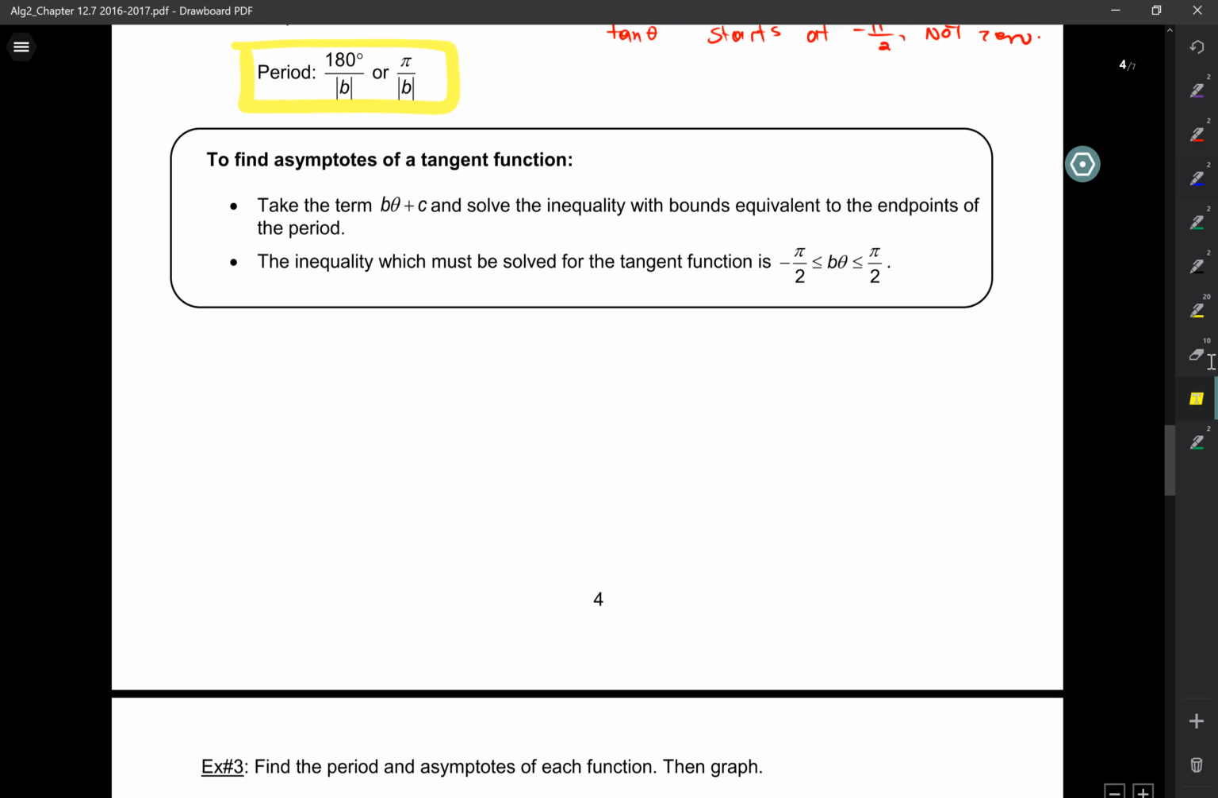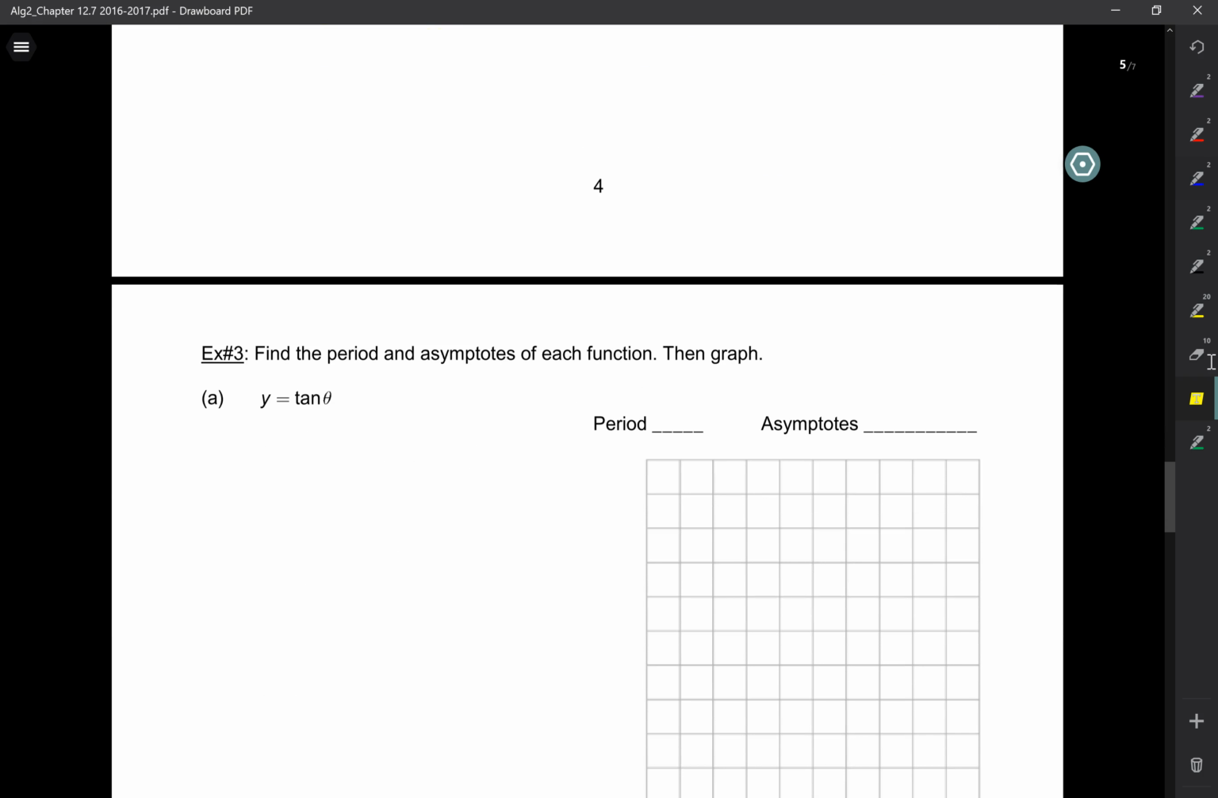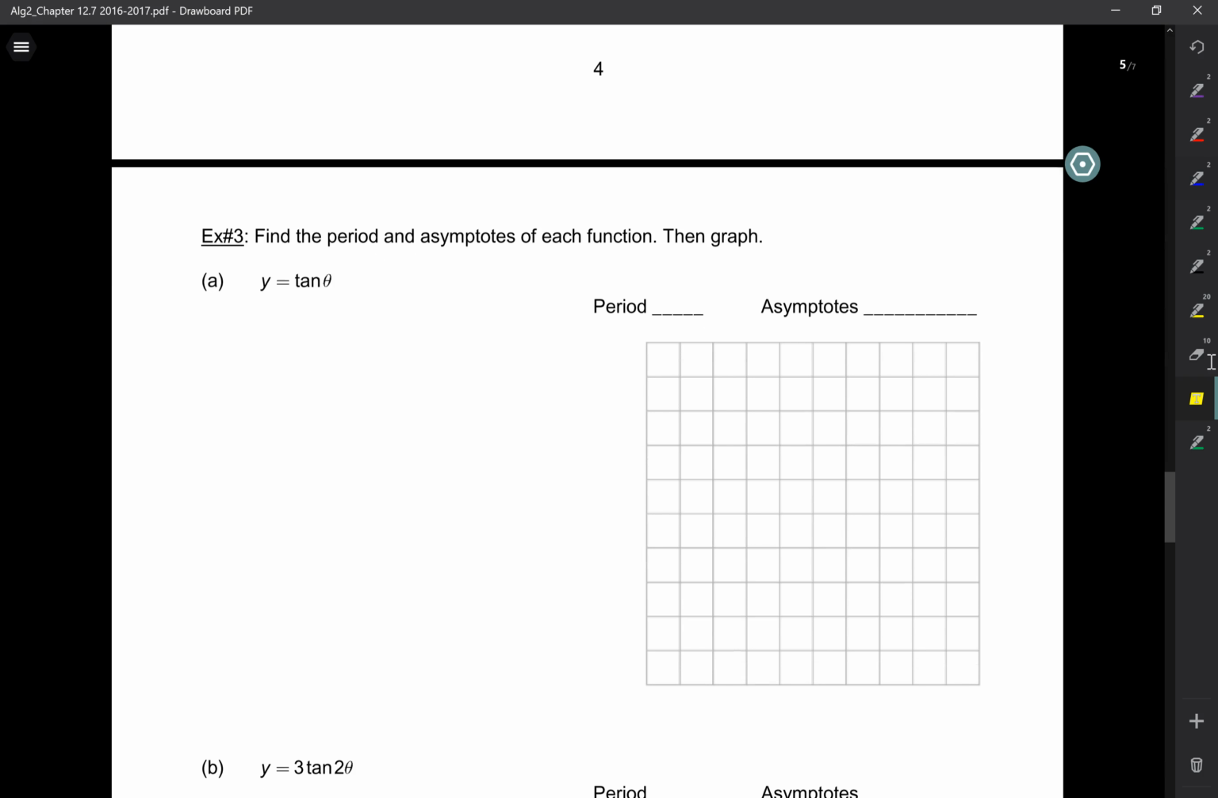So, in order to solve for the asymptotes, this is what you have to do. You have to take that term, b theta, and we have to bind it between negative pi over 2 and pi over 2, and it gives us our asymptotes. So let's do one here. It says find the periods and asymptotes of each function, then graph. So let's do the period first. The period is going to be pi over whatever the coefficient is in front of the theta, which is 1. So the period is just pi.